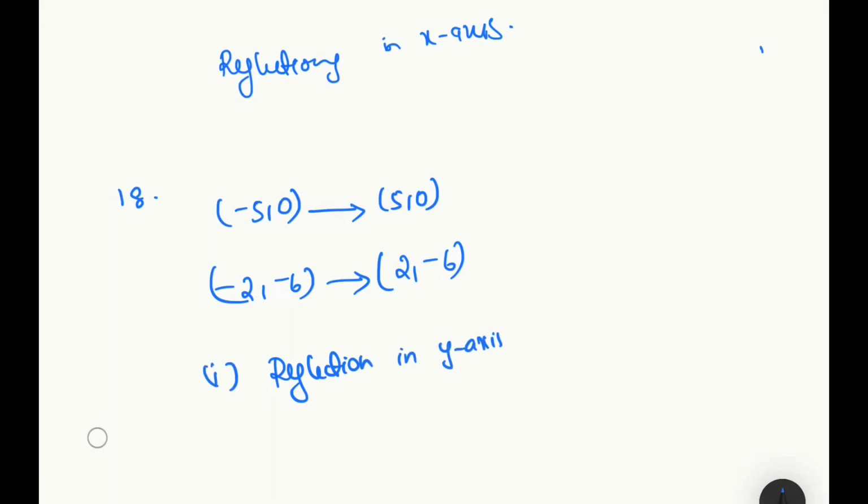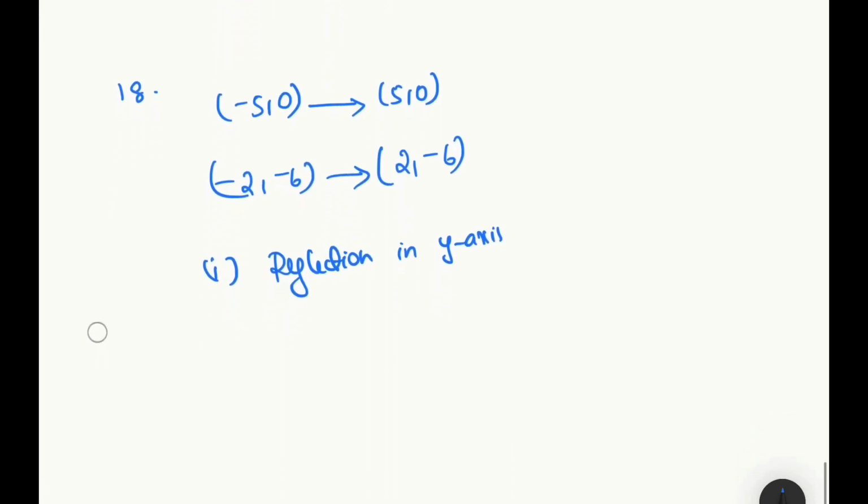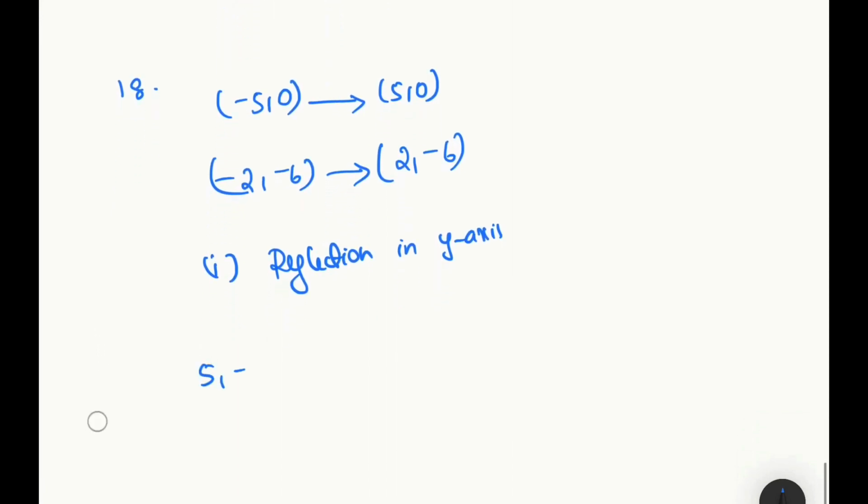Okay. Now write down the coordinates of the image of 5, minus 8 in the line obtained in A. So reflection in y-axis means the value will be minus 5, minus 8.